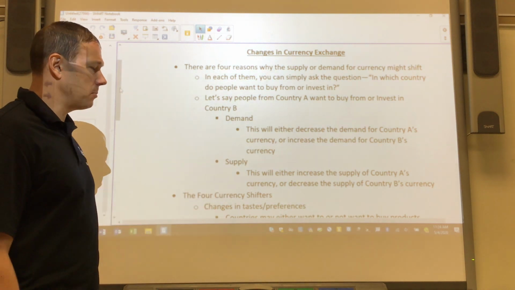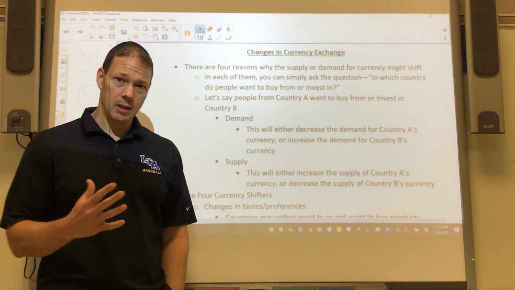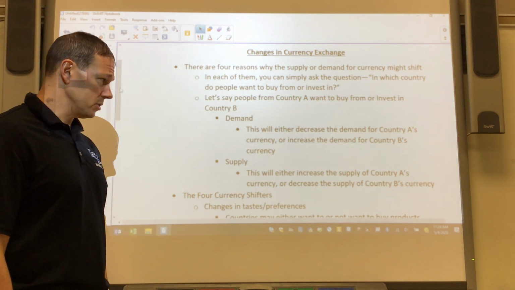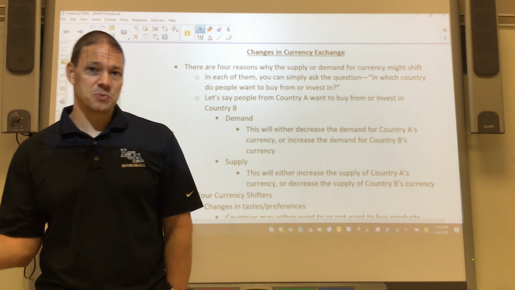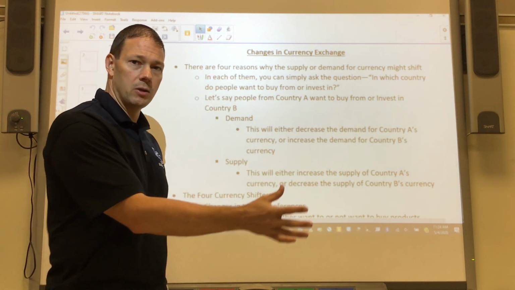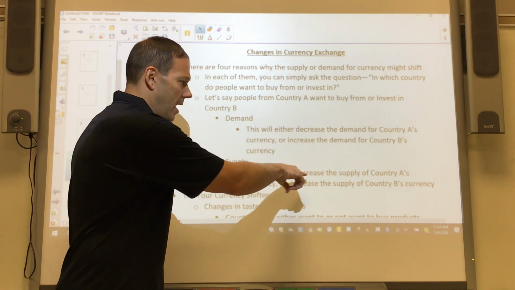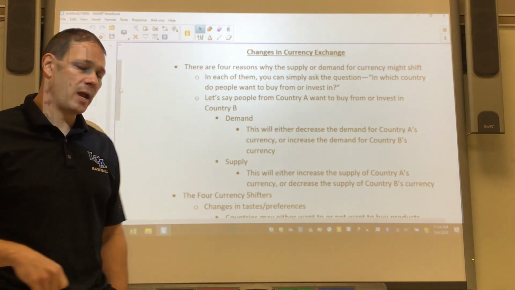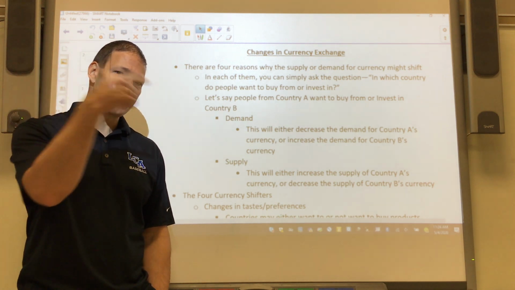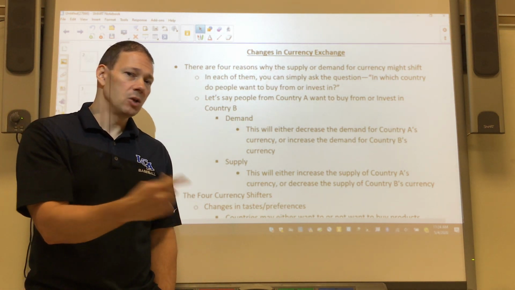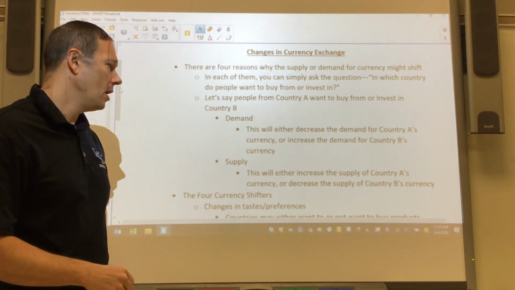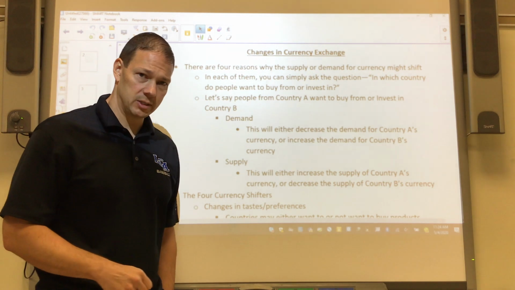If you look at it from the supply perspective, and you can do both, most questions will accept both rationales. You can say, well, if country A is buying more things from country B, they're going to send more of their money into the world. So you can think of it as an increase in the supply of country A's currency, or comparatively, country B is not buying from country A, so they're not sending their money into the world, so there's going to be a decrease in the supply of country B's currency.